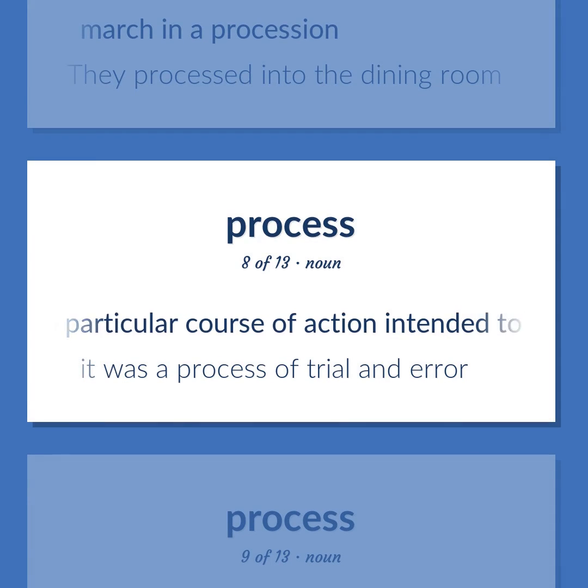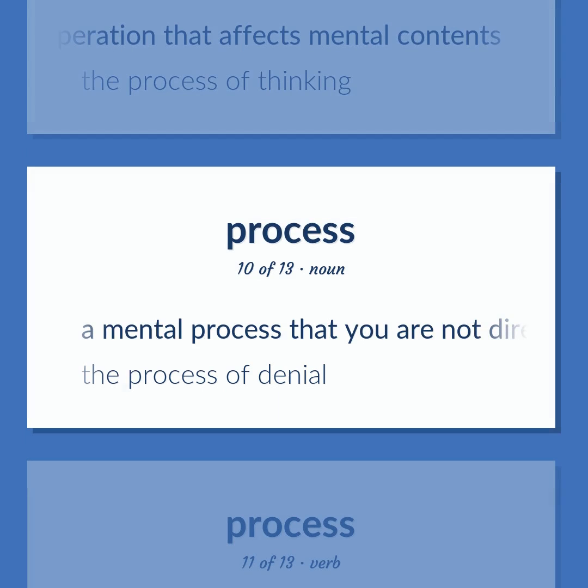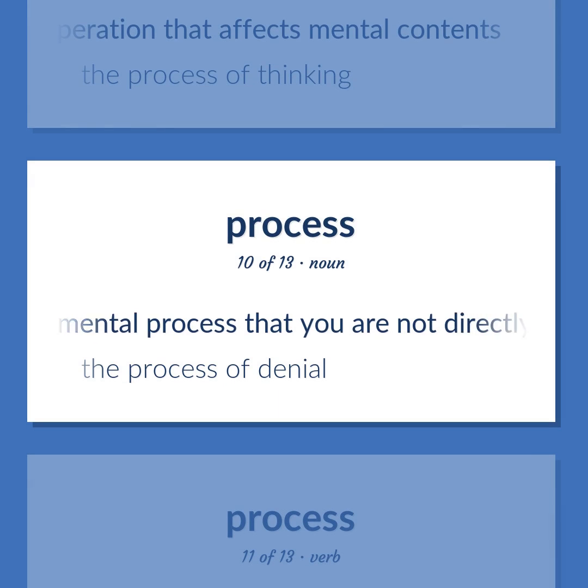A particular course of action intended to achieve a result. It was a process of trial and error. Psychology. The performance of some composite cognitive activity. An operation that affects mental contents. The process of thinking. A mental process that you are not directly aware of. The process of denial.